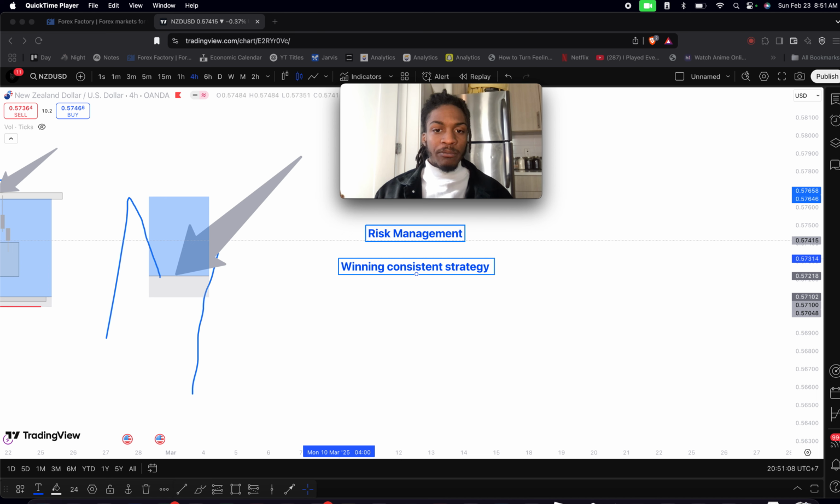So you need a winning consistent strategy, and you need risk management that prevents you from over leveraging so you don't lose the wins that you do make. And that's going to allow you to actually scale and grow your account so you can actually make money.